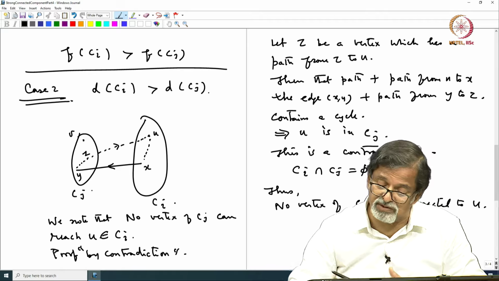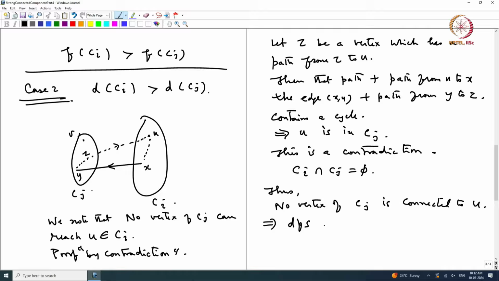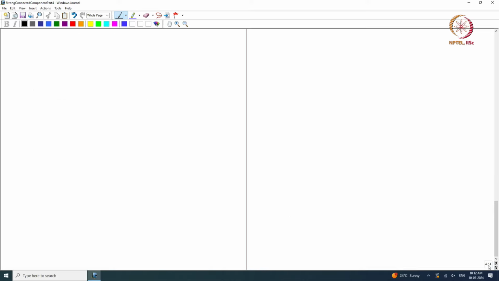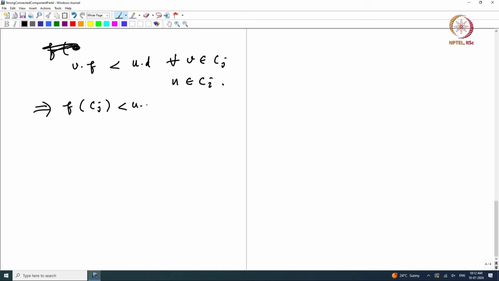So, no vertex of Cj is connected. This implies DFS starting at V will never reach u. Therefore, V.f is less than u.d for all V belonging to Cj and u belonging to Ci. This implies f of Cj is less than u.d, but u.d is less than u.f, and u.f is less than or equal to f of Ci, because u belongs to Ci.